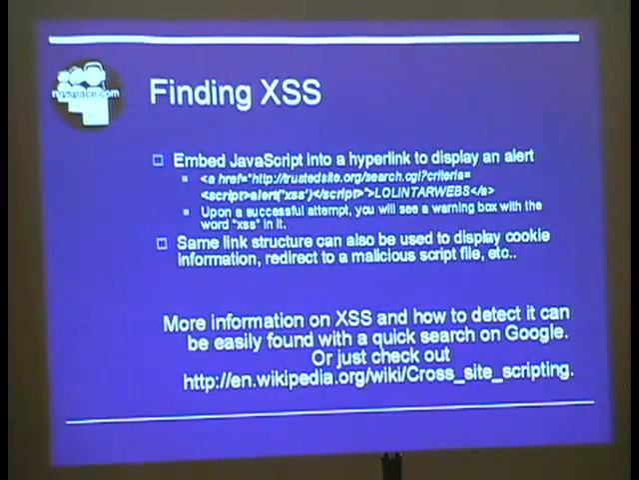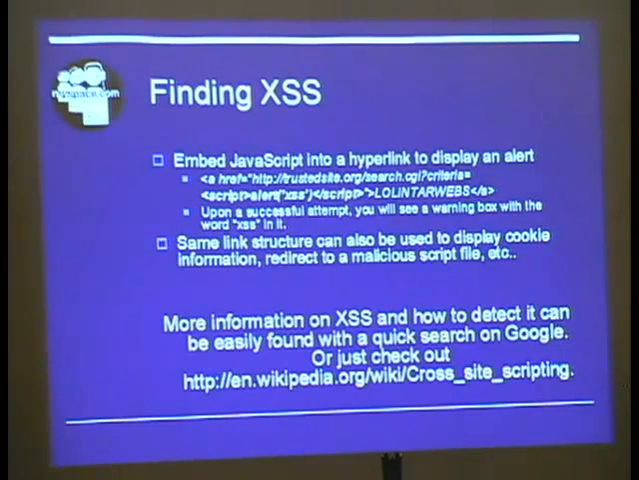Here's how to do it. This one is embedding JavaScript into a hyperlink. As you can see, the hyperlink is using the trustedsite.org search application, which is just a site I came up with. Under the search criteria, you tell it to run script alert XSS, and an alert would pop up as soon as you click the link that said XSS. That would mean it's vulnerable, because you just put basic JavaScript into the URL.